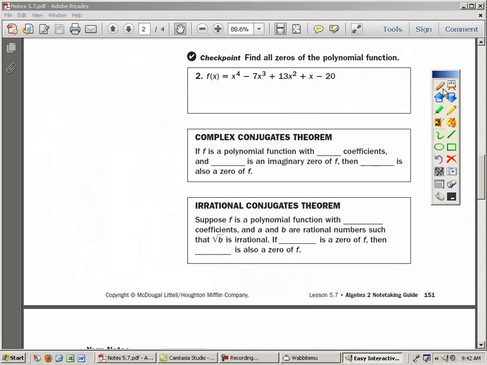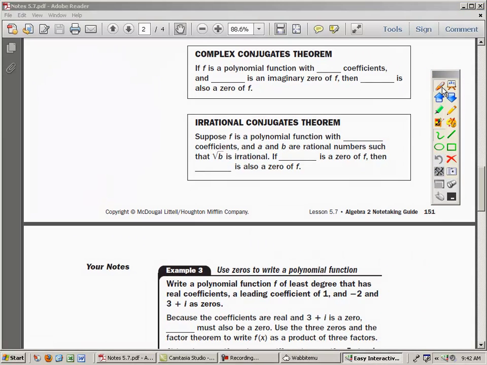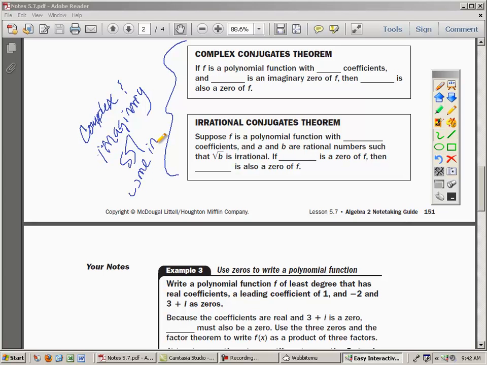All right, complex conjugates theorem. Complex conjugates theorem is kind of a big deal too. The complex conjugates theorem and the irrational conjugates theorem really amount to the same thing, and that is that complex and imaginary solutions come in pairs.